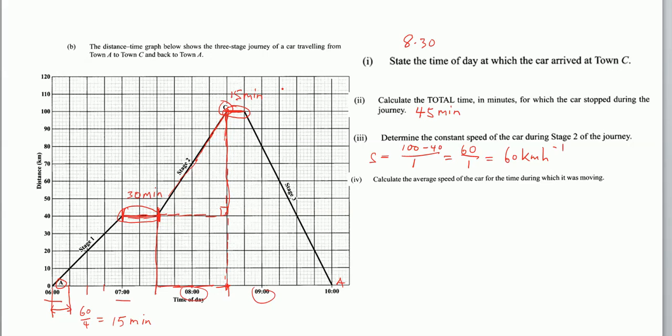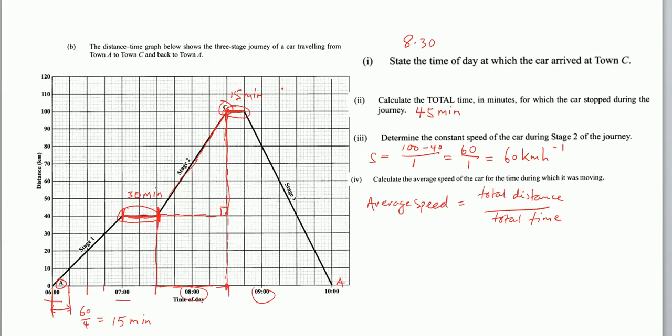And the last part now, which is a little tricky. They said to calculate the average speed of the car for the time during which the car was moving. Now, the time for which the car was moving would be stage 1, stage 2, and stage 3. And you want to get the average speed of the car for that period, right? Okay, so average speed is equal to total distance over total time, right?